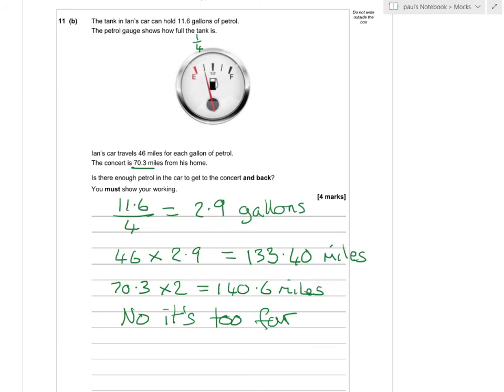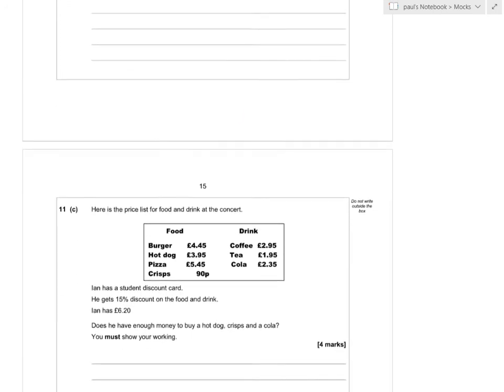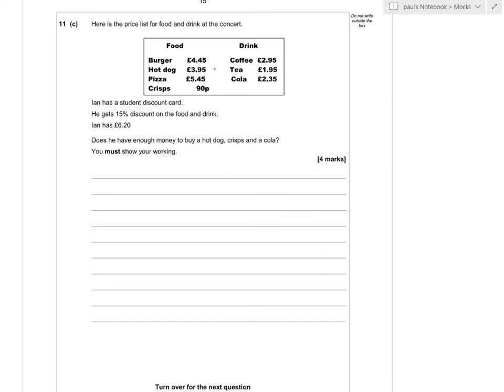And so now we will go to the next question. Here's the price list for food and drink at the concert. Ian has a student discount card. He gets 15% discount on the food and drink. He's got £6.20. Does he have enough money to buy a hot dog, crisps and cola? So the hot dog is £3.95. The crisps is 90p. And the cola is £2.35. Right, so let's add that lot up, yeah?